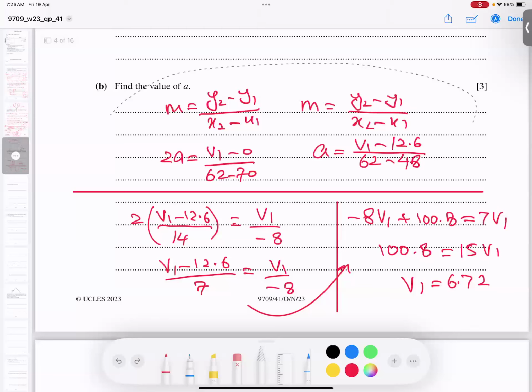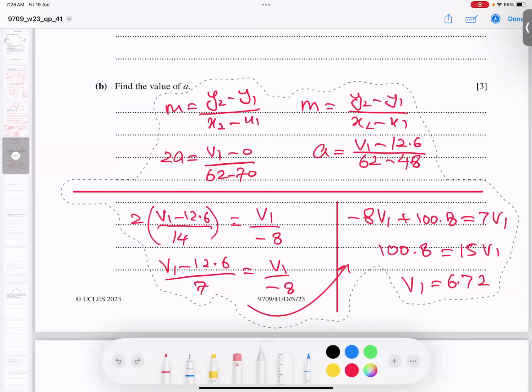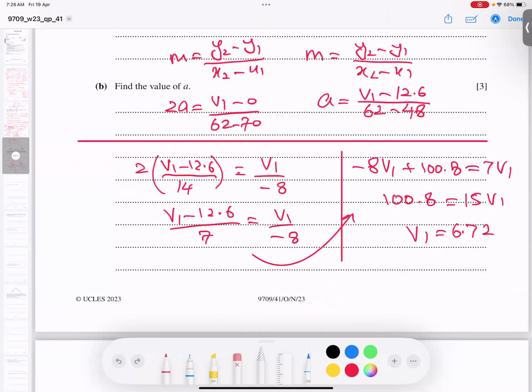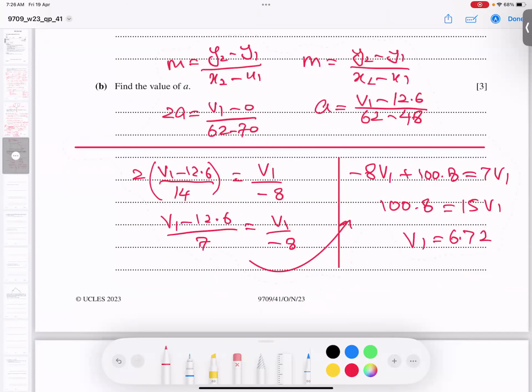And hold on, this is a space problem. I drag it slightly up. Now I can do it easily. So I plug in this equation. Acceleration equals 6.72 minus 12.6 divided by 14. So divided by 14, and the answer is coming negative 0.42 meter per second square.